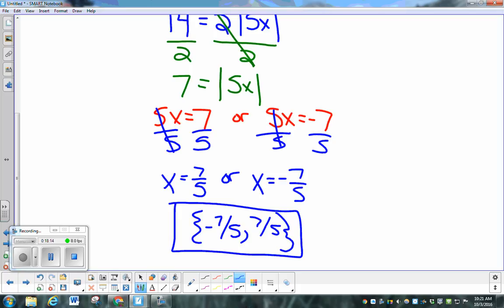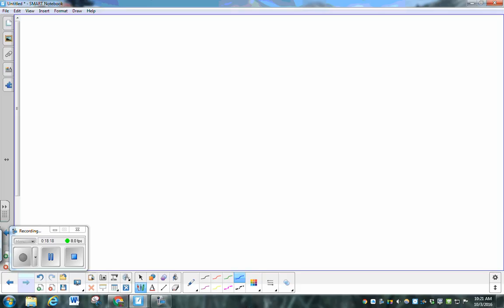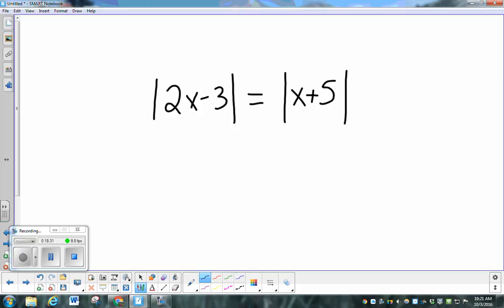All right, so I've got another example. We got 2 more examples. Here's our next one. So we're going to solve this: the absolute value of 2x minus 3 equals the absolute value of x plus 5. So write that down first.